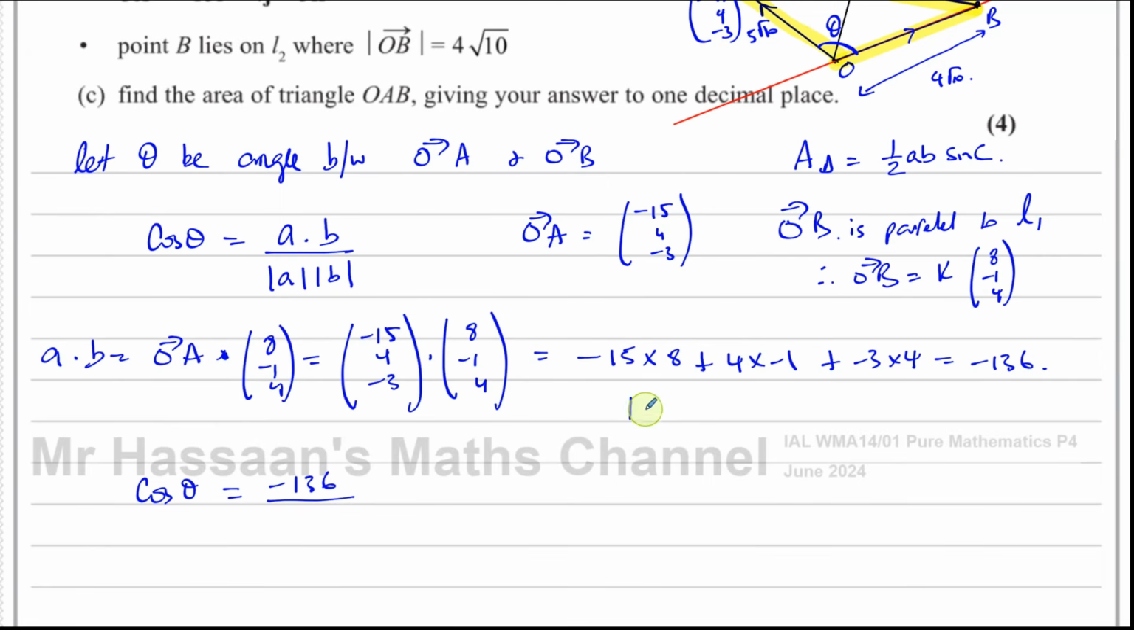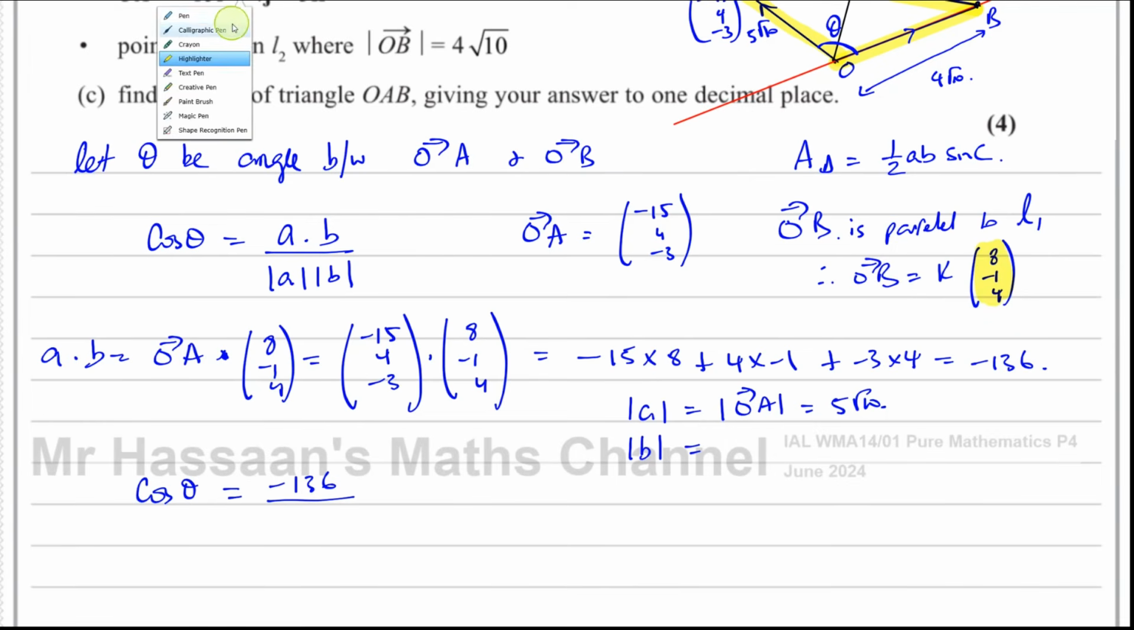Now we know the magnitude of A is the magnitude of the vector from O to A, which is 5 root 10. And now the magnitude of B, and this is where we have got to be careful, because we used this vector. We can't use this 4 root 10 for the magnitude of B, because we used this vector, which is the same direction, but we have to use the magnitude of the vector that we use in the dot product. Otherwise, our answer will not be the same.